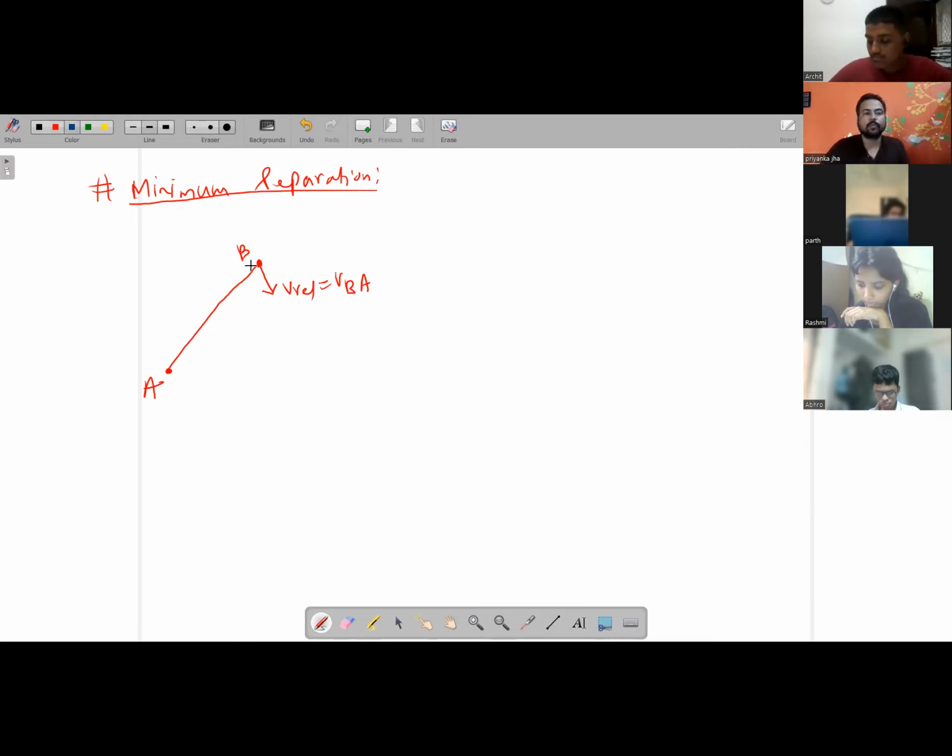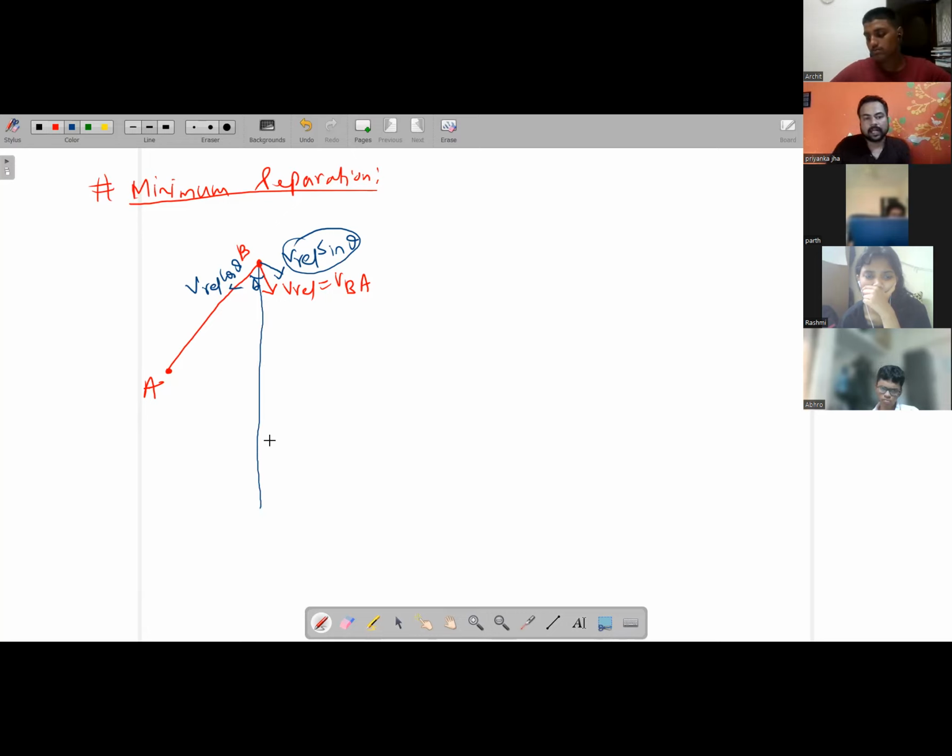Now you can see that if you break this into two components, suppose this angle is theta, like this and this. So this is V relative sine theta and V relative cos theta. This component does not have any significance over here, and this one has some significance. This is the velocity of approach, so with this velocity B is trying to approach A. Suppose B is traveling on this path.